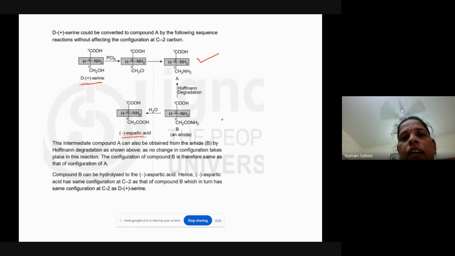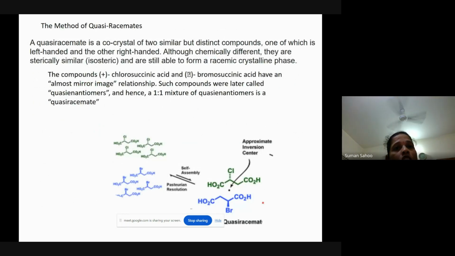Next is the method of quasi-racemates. So what is a quasi-racemate? A quasi-racemate is a co-crystal of two similar but distinct compounds, one of which is left-handed and the other right-handed. They are similar compounds, not the same compound's enantiomers. They are similar but distinct.